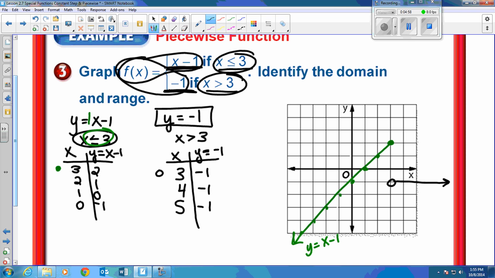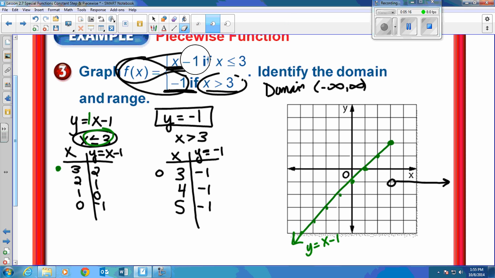Now, what's the domain? So the arrow to the left tells me the x's keep getting smaller. The arrow to the right, x's keep getting bigger. The only place I have a potential problem is the middle here where my graph is broken. But I have an x equals 3 in my graph. So we're okay. I could even look at the domain from the original function.